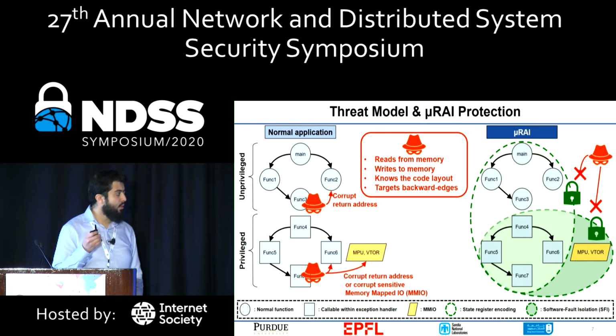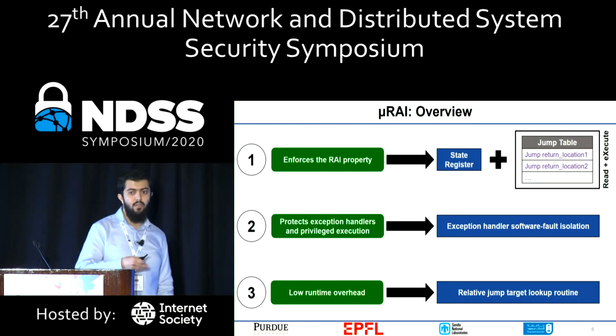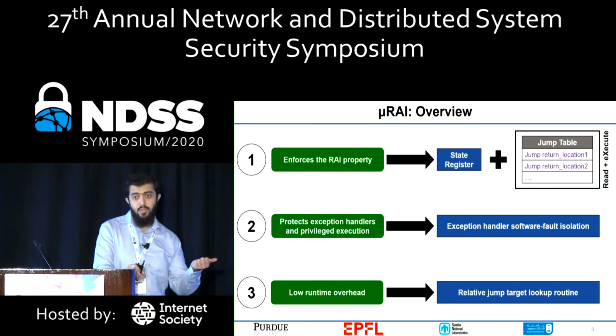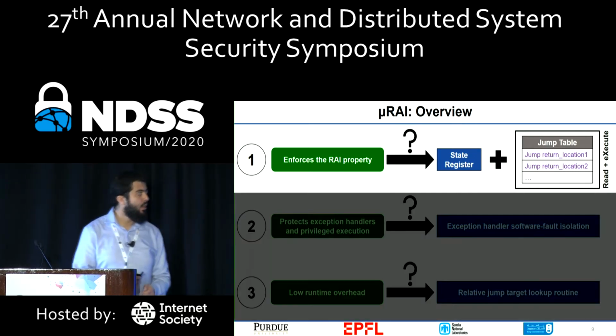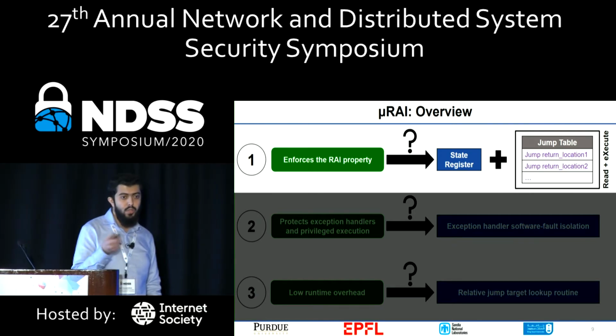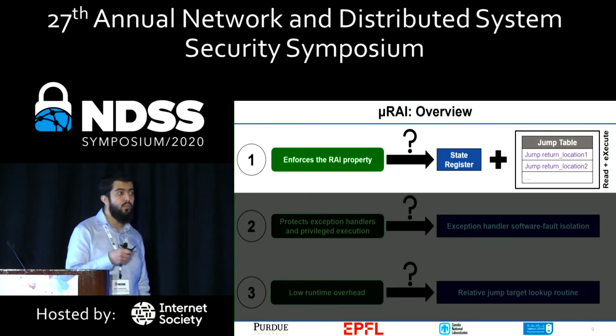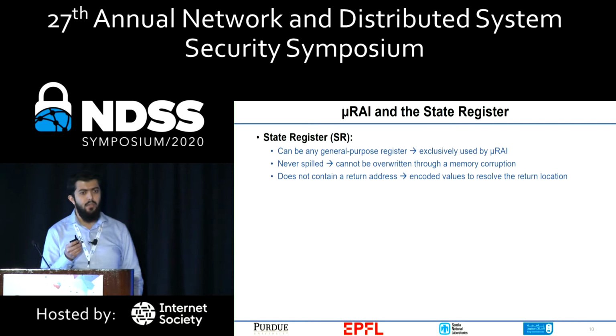So how does µRAI enforce these mechanisms? These are the high-level goals of µRAI. First, we enforce the return address integrity property. We protect exception handlers. And we ensure that this is secure and also practical with low runtime overhead. In order to ensure the return address integrity property, remember, we're not going to use pushing and popping to the stack, but rather we use a state register and a jump table, with read and execute permissions on all the memory. So what exactly is the state register?